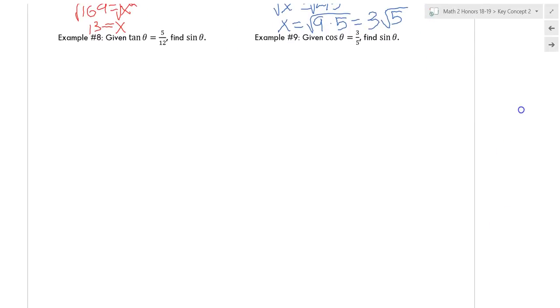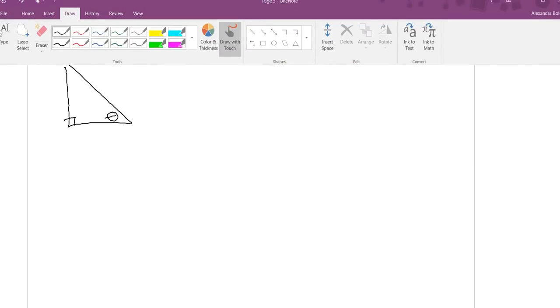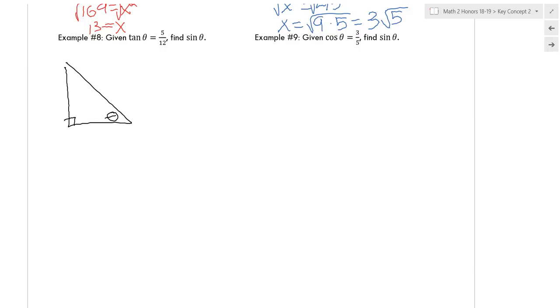All right, looking at 8, our last set of problems. Here it just tells us given tangent theta equals 5 over 12, find sine of theta. So the first thing I'm going to do for these problems is draw a triangle. I can put theta anywhere I want. I'm going to put it here. I do need a right angle though. I am going to start by labeling my sides. Opposite, adjacent.